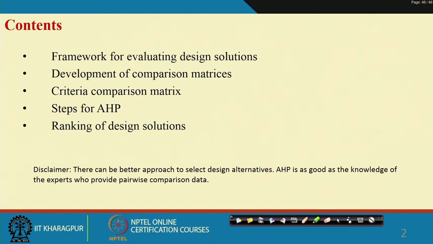So, I hope that we will be able to complete it within 35 minutes, and let us start with the first one, that is, framework for evaluating design solutions.